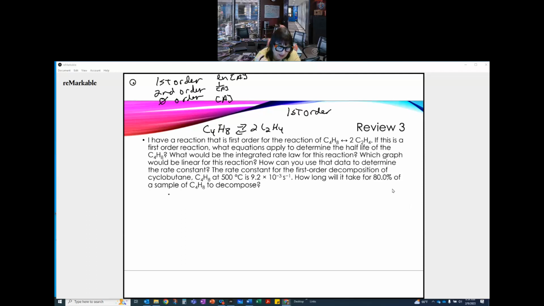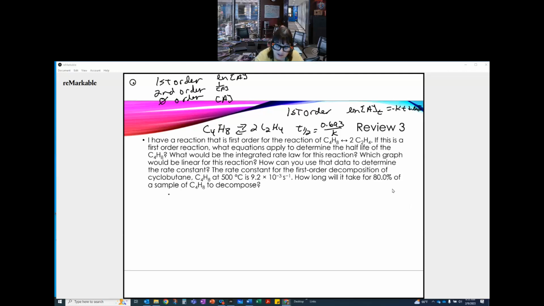So I want to look for the set of equations that has the natural log. I can find that in here. And in that box, it says that t1/2, the half-life, equals 0.693 over k. So that's the equation that applies to find the half-life. What would be the integrated rate law for this reaction? For first order, it's going to be the natural log of [A]t equals minus kt plus ln of [A]0.